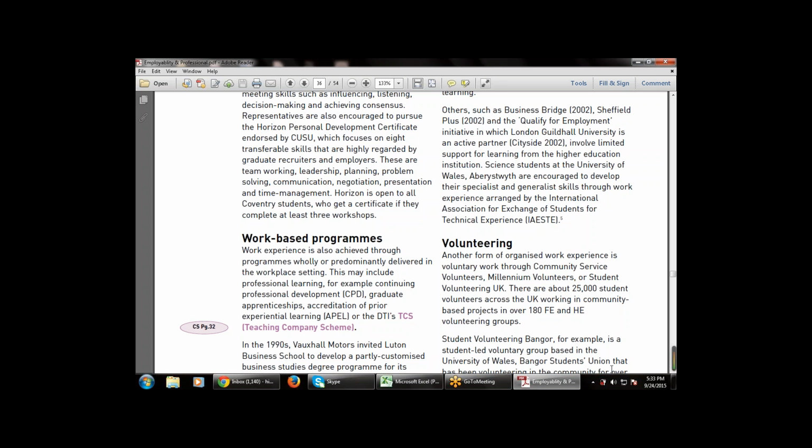Work experience is also achieved through programs wholly or predominantly delivered in the workplace setting. So whatever the workplace setting, it is also a part of the programs that are predominantly delivered in the workplace setting.